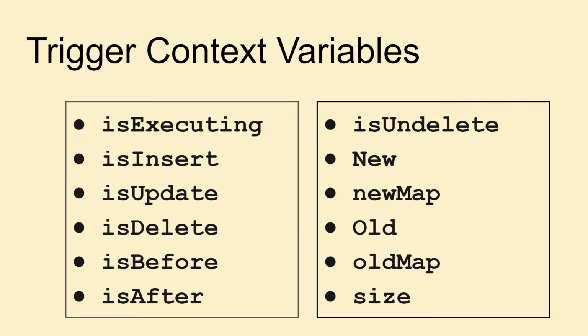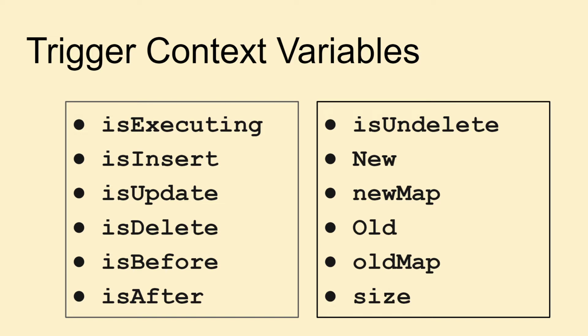Hey, hi all. In this video, we will be discussing the context variables we have in triggers. There are different types of context variables we have in triggers which we use while writing a particular trigger in Salesforce. A context variable's name defines its purpose.